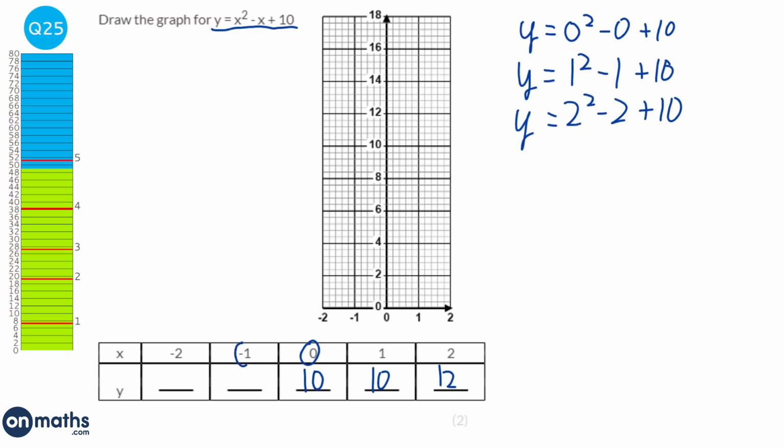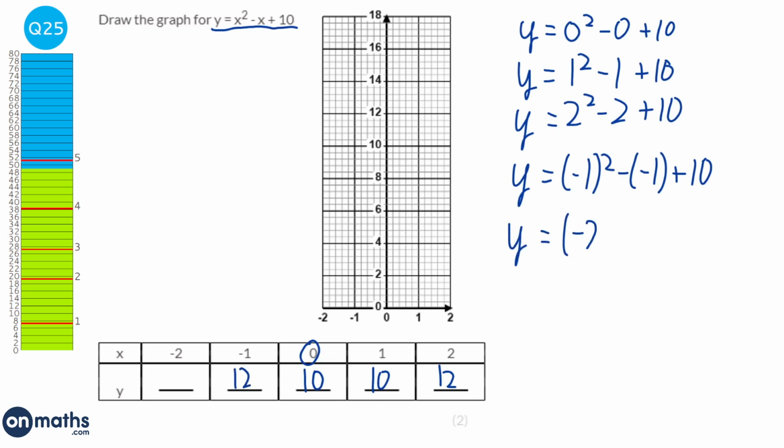Now we're going to do the negative, so we're going to look at minus 1. So it's y equals minus 1 squared, minus minus 1, plus 10. So a little bit more complicated here. Minus 1 squared is just 1. Now here you have two negatives together. When you have two negatives together, it makes a plus. So we've got 1 plus 1 plus 10, which is going to be 12.